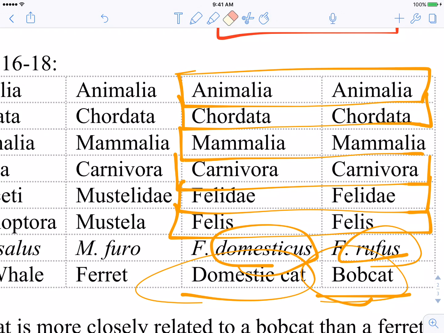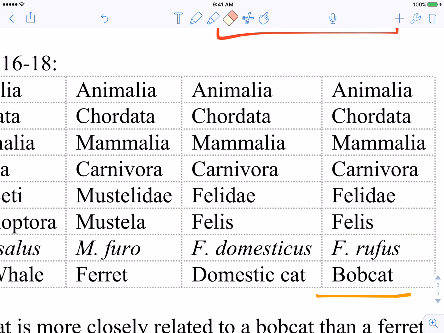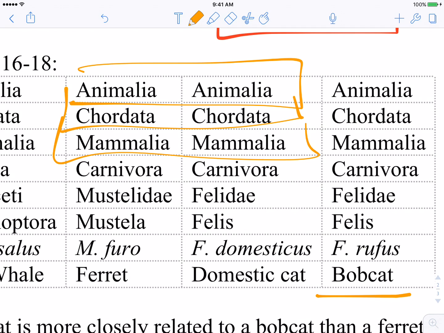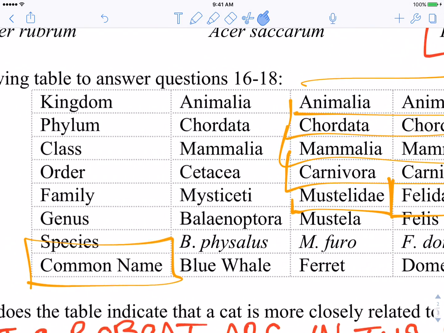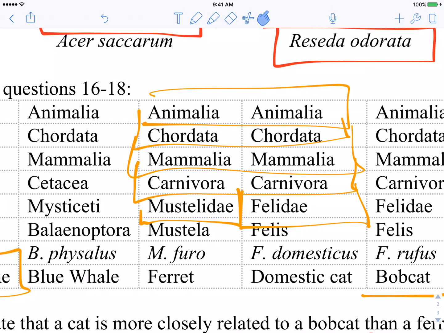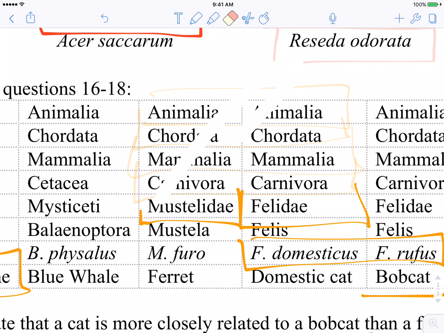So let's do another example. Now let's compare the domestic cat to the ferret. So they're both animals, they're both chordates, they're both mammals, they eat meat. Here we have a difference. So we have one that's a feline and we have one that is not. So since they are in different families, that means they are less closely related than the domestic cat and the bobcat, because the cat and bobcat went all the way down to the species level before they became different groups. Okay? So now I'll even do one more example.